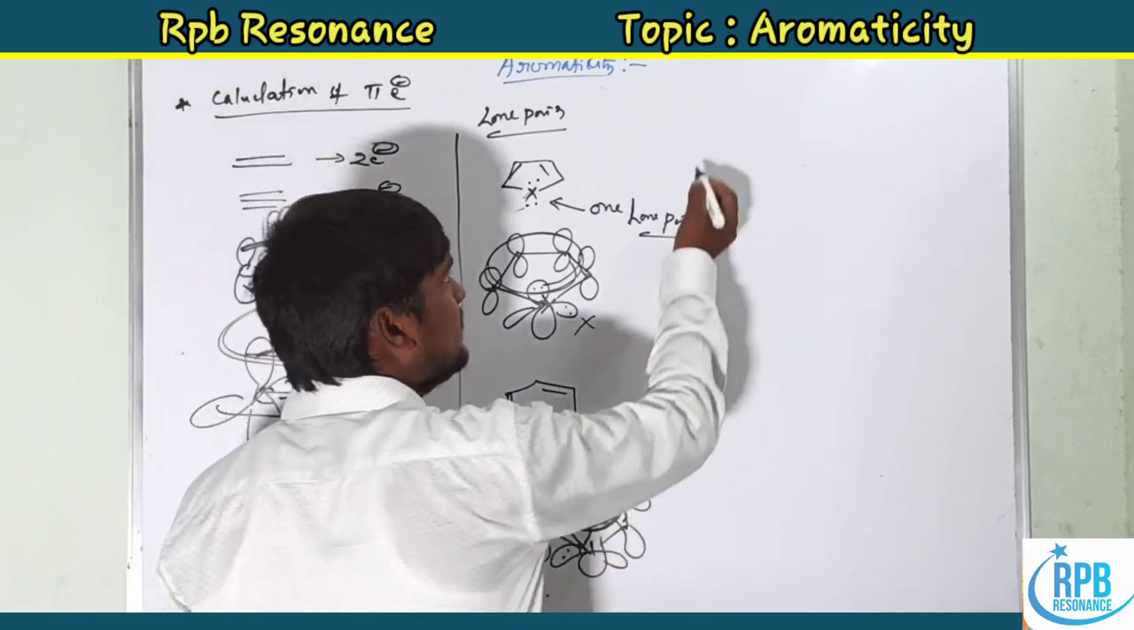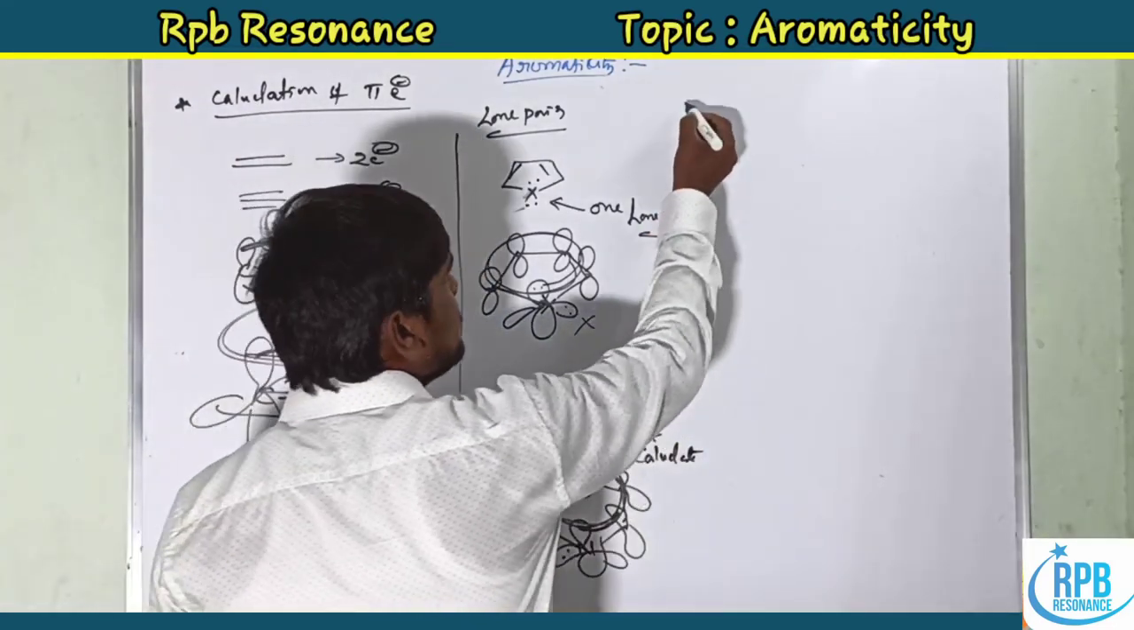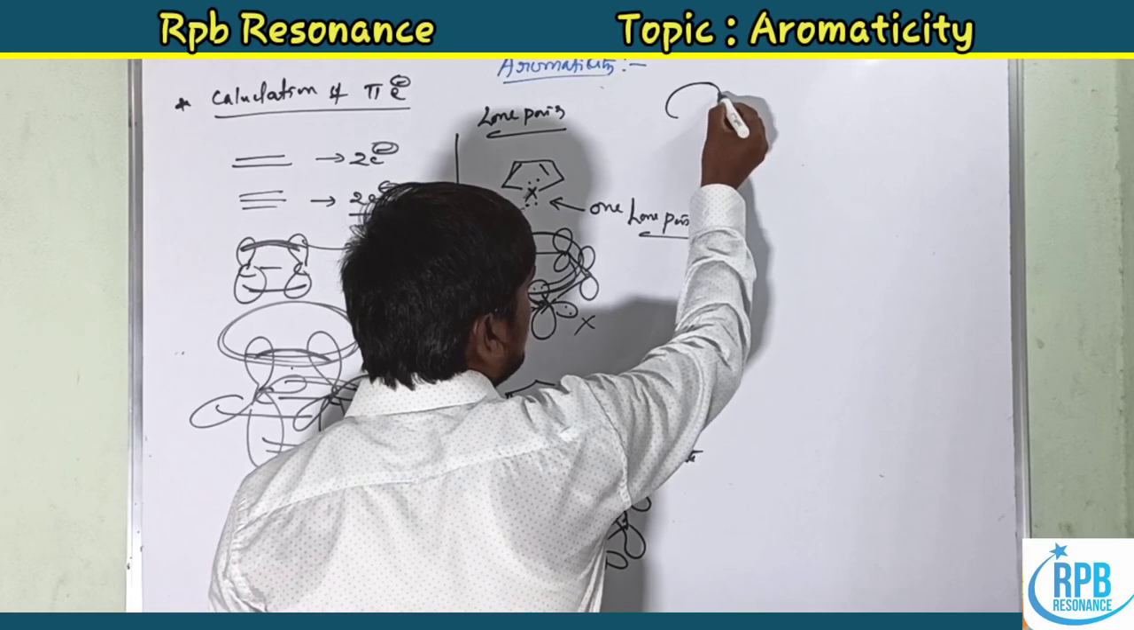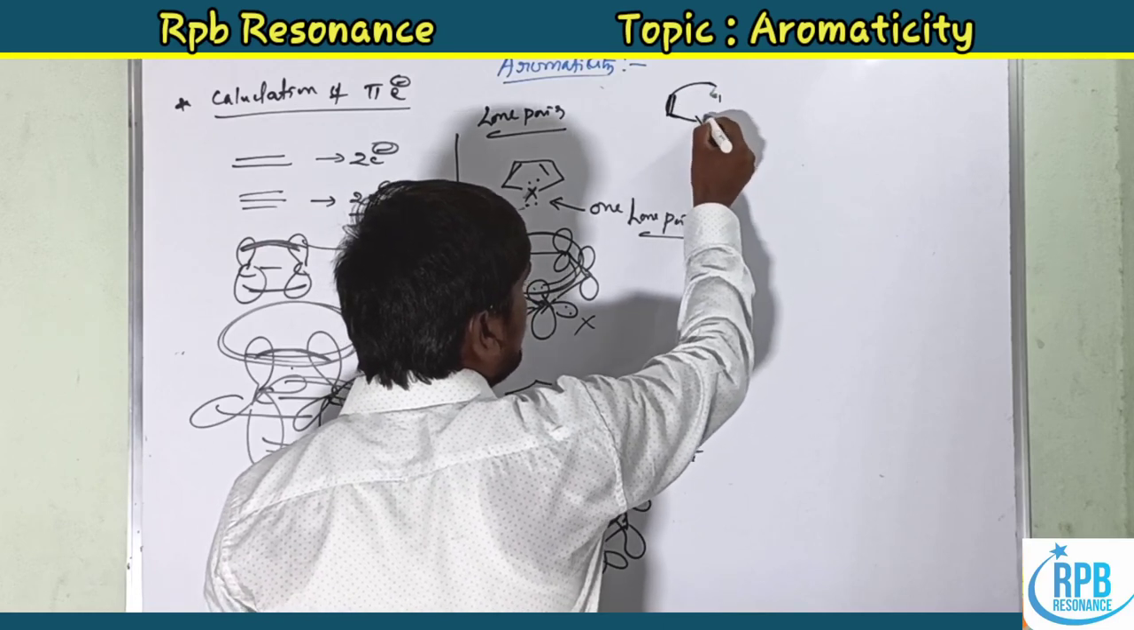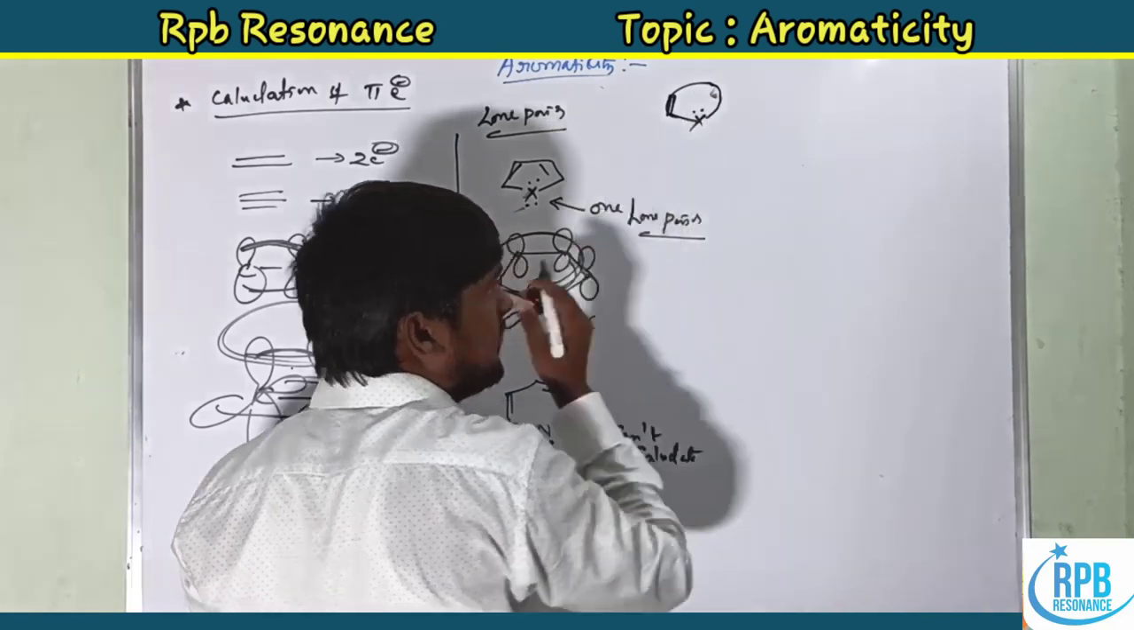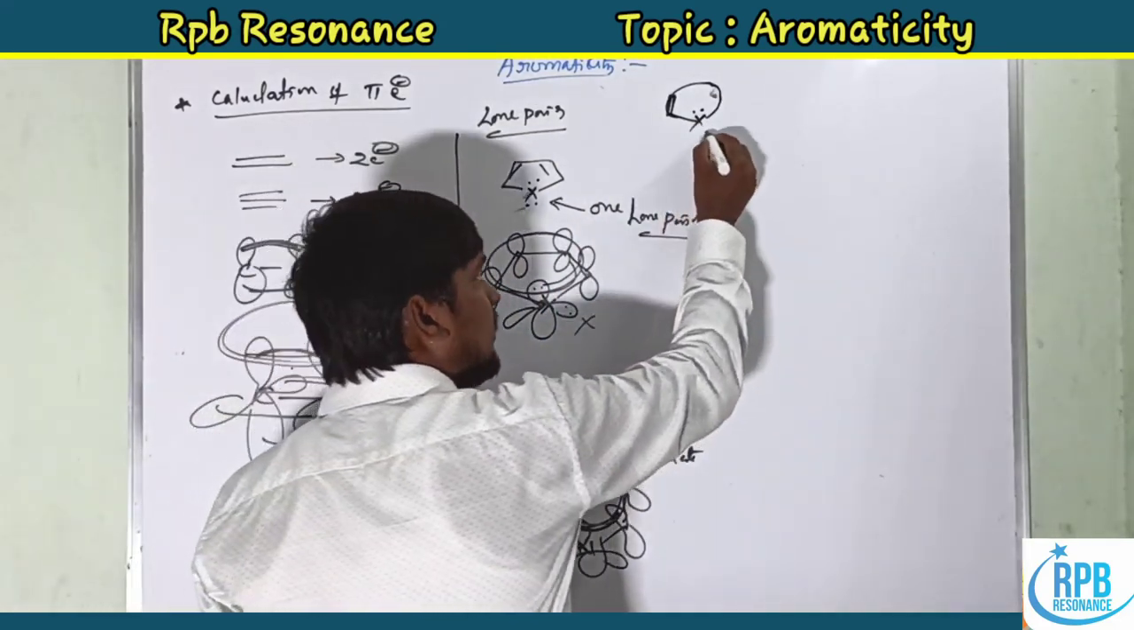Now I'll say those points very simply. Here it is a cyclic molecule having a double bond. This is the double bond, and the ring has this type of heteroatom. So those lone pairs are calculated.